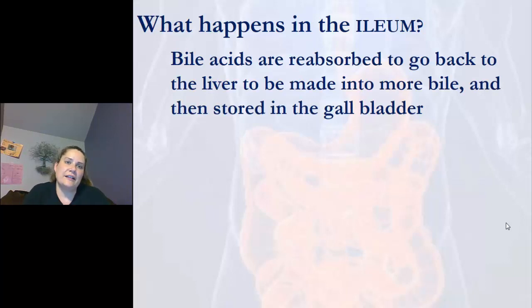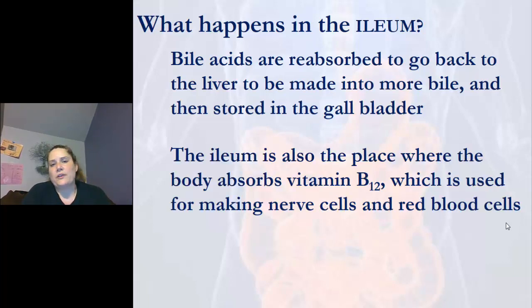All right, so on to the ileum. In the ileum, those bile acids get reabsorbed. They go back to the liver to get made into more bile, and then they get stored in the gallbladder so that the bile can come back in for digestion again. So this is kind of a recycling location. This is where we're going to take our bile salts back up so that we can reuse them again. The ileum is also the place where the body is going to absorb vitamin B12. And you need B12 because it's used for nerve cells and red blood cells. Okay, so duodenum, digestion; jejunum, absorption; ileum, recycling the bile acids.